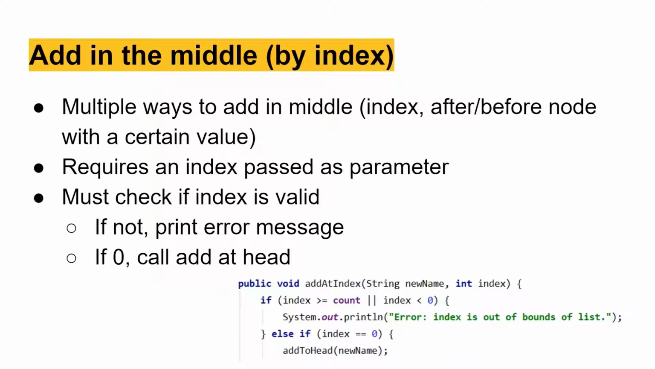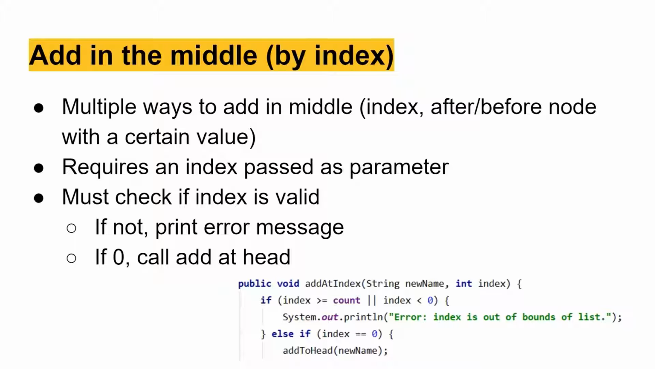So this is a linked list, not an array, right? So there's no kind of built-in indexing like there is for an array. We can't just say, oh, the 7th item in the linked list, that's the one that I want to add after or before. We have to actually crawl over this linked list and count our way to that spot. So this requires an index that you want to add at to be passed as a parameter.